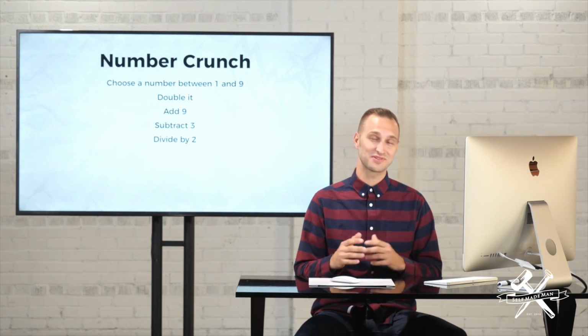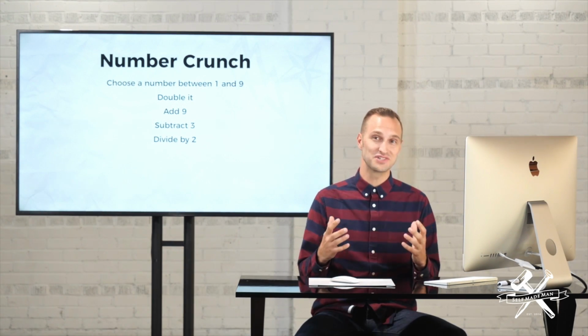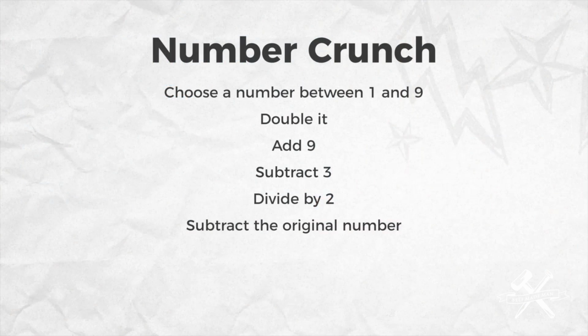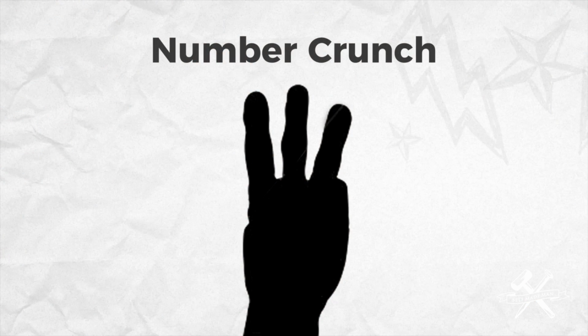I'll give you a little time because I know some of us don't do division very often. Once you've done that, subtract the original number that you chose between 1 and 9 from the current value that you have, and my guess is you probably ended up with 3. Now, how does that one work? Because we're not multiplying by 9 anymore, right?